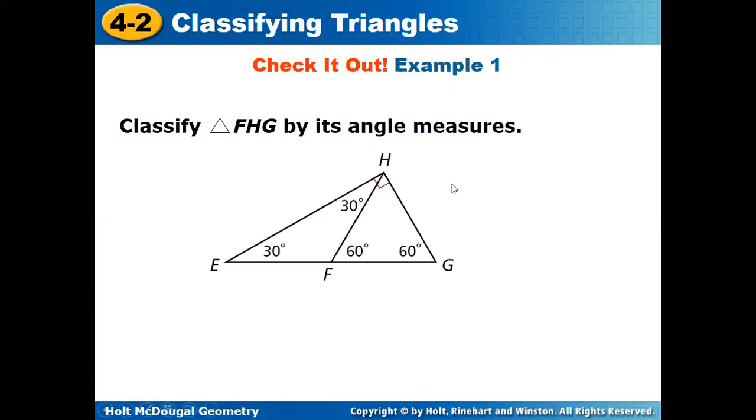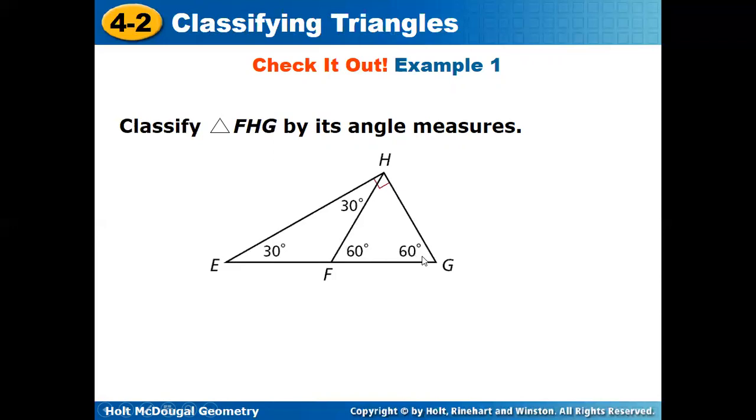Now let's check the answer. Classify the triangle FHG. FHG means this triangle which is on the right. In this triangle, we have two angles.